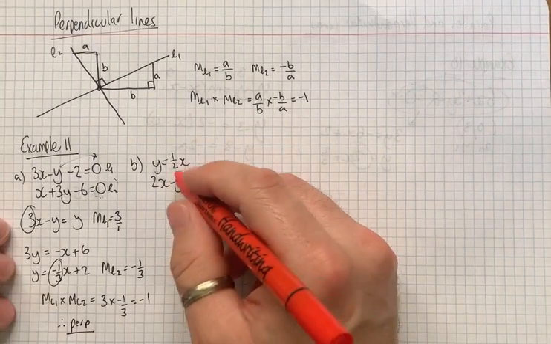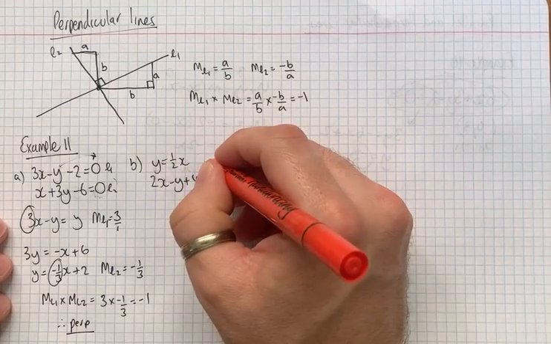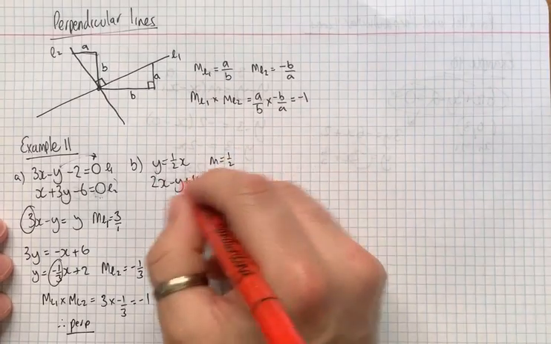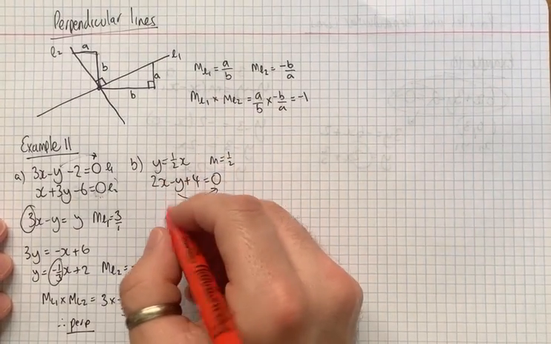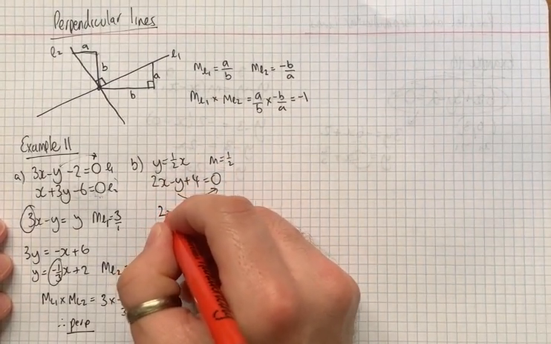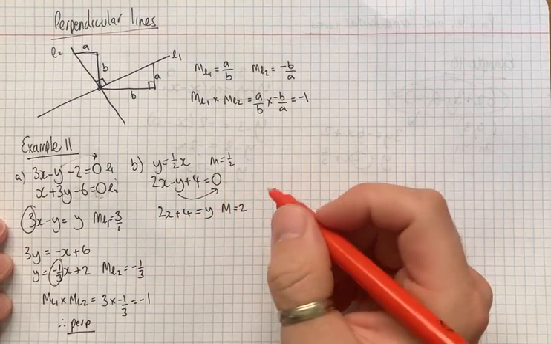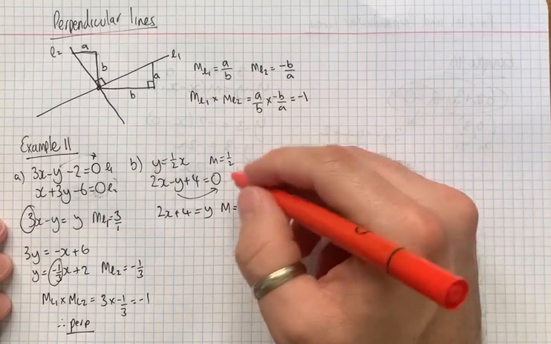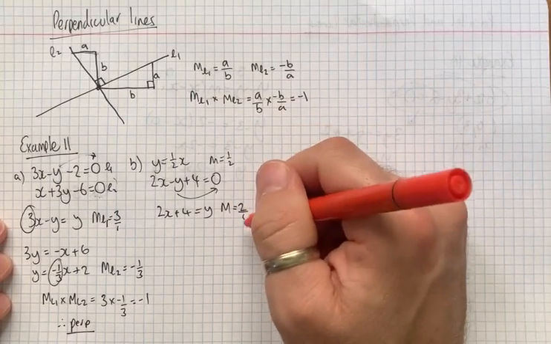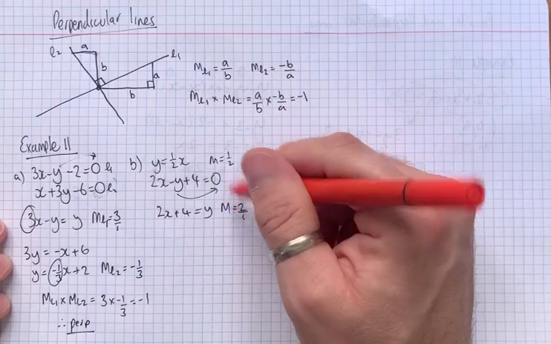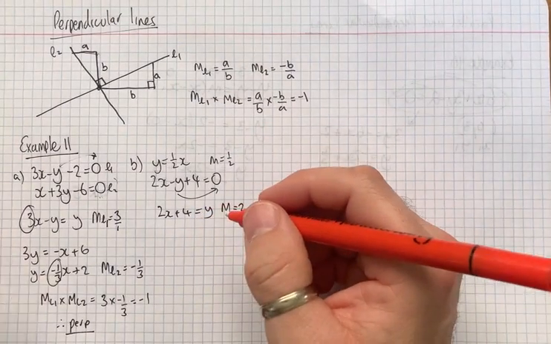For B, well, we know straight away the gradient of the first line is 1/2. So if we make y the subject of this one, we get 2x add 4 equals y. So the gradient of this one is 2. Now, although if you flip a half, you do get 2 over 1, or you get 2, they are the same sign, so they're neither perpendicular nor parallel.